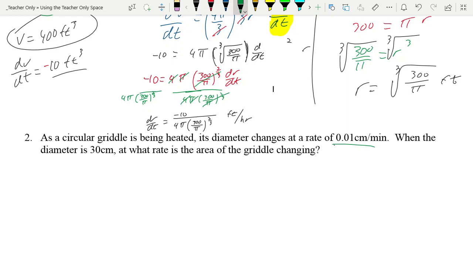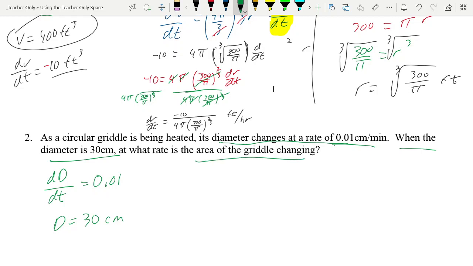So when it's being heated, they're telling us the diameter changes. So the change in diameter, maybe I'll use a capital D to make sure. So it's dD/dt. The change in the diameter over time is 0.01. Now pay attention, is it getting bigger or smaller? Well, it's getting bigger when we heat it. So therefore it's a positive number. Okay, now when the diameter is 30 centimeters, diameter is equal to 30 centimeters, at what rate is the area of the griddle changing?